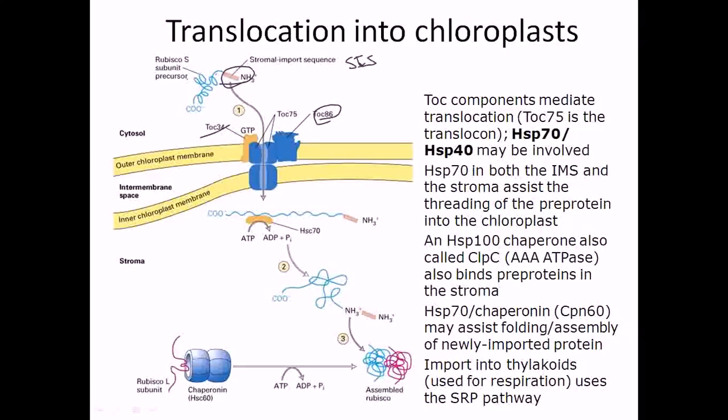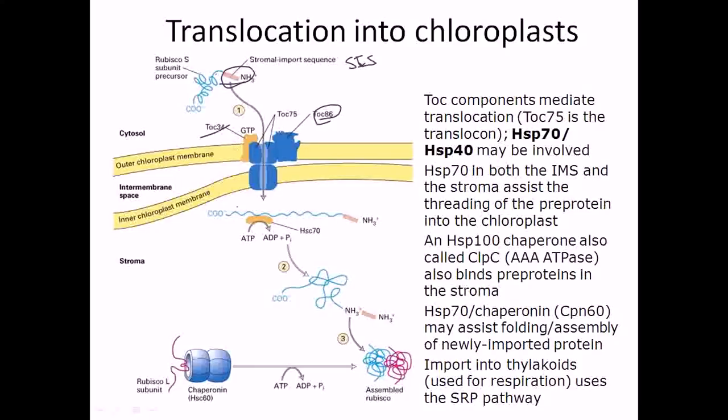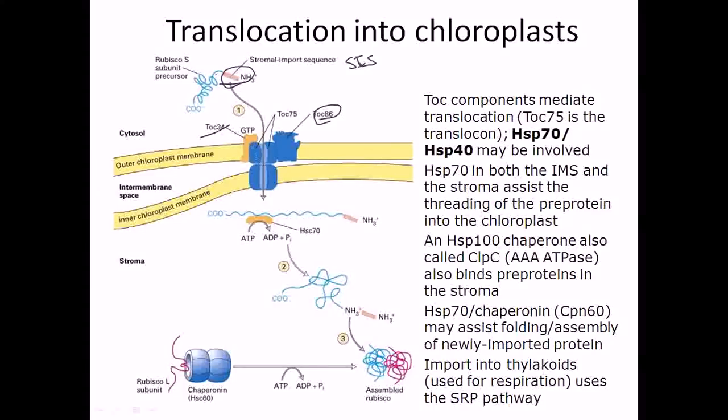So, for example, let's say this is a protein called the Rubisco S unit. Actually Rubisco has two different subunits, S subunit and L subunit. S stands for small subunit, L stands for large subunit. The large subunit is produced by the chloroplast inside itself, but the small subunit must be transferred from the cytosol. So this is the small subunit of the Rubisco enzyme, and it now has the stromal import sequence. It will be guided through this TOC75 channel using ATP hydrolysis because energy is required.